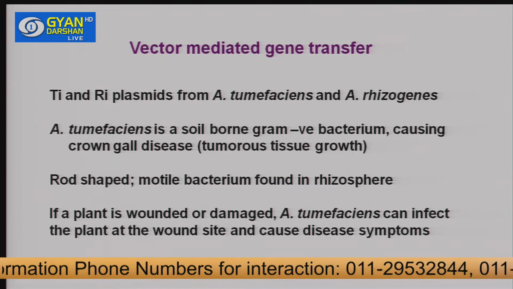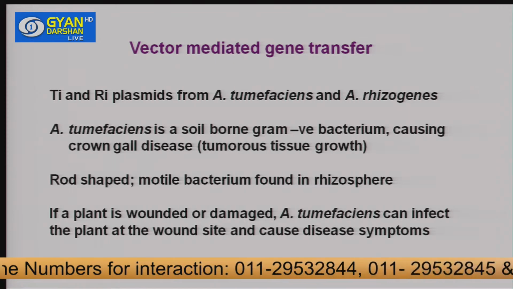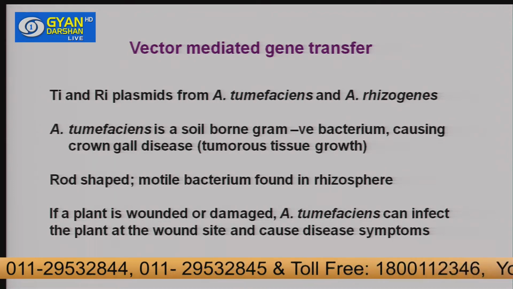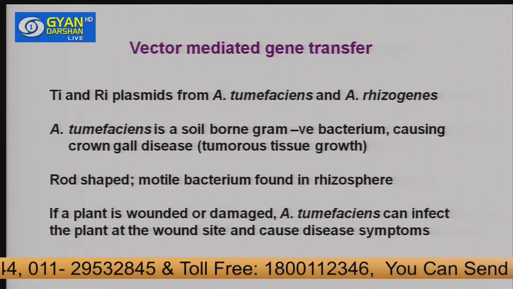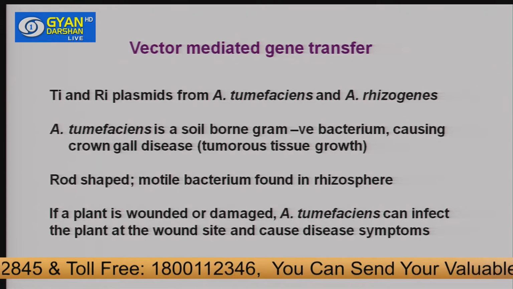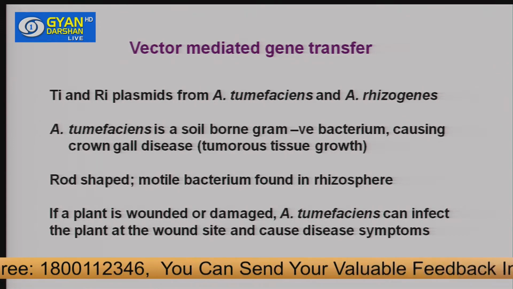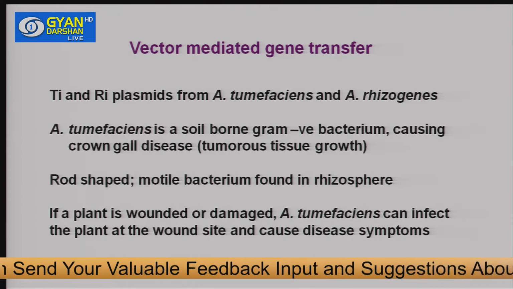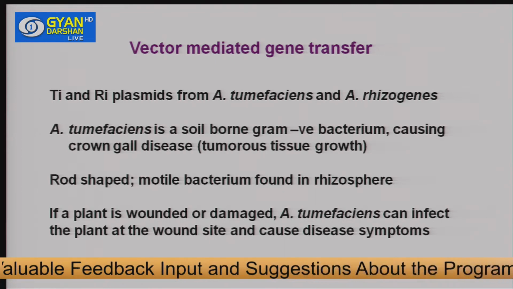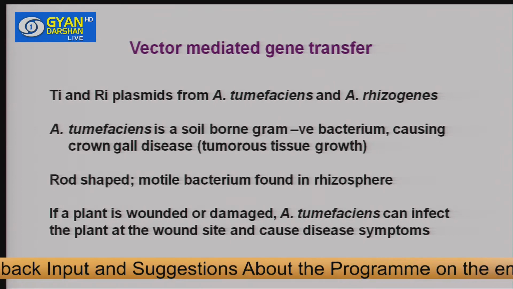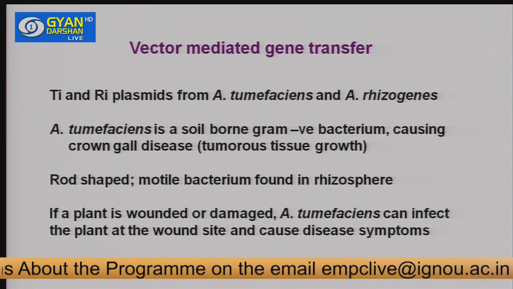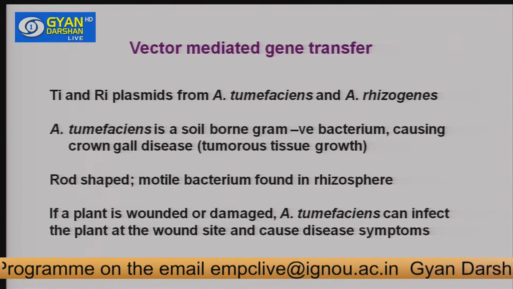We will be focusing our attention mostly on Agrobacterium tumefaciens. Agrobacterium tumefaciens is a soil-borne gram-negative bacterium causing crown gall disease. It's a rod-shaped motile bacterium which is found in the rhizosphere. So you all know what is meant by rhizosphere. That is the region of the root which is in immediate vicinity with the soil. And there this particular bacterium is housed, or it is a resident of that particular region.